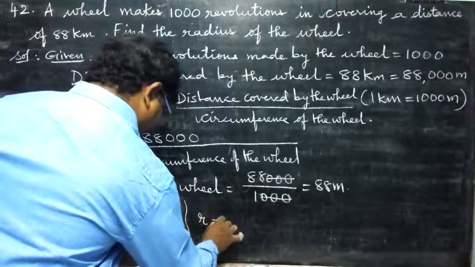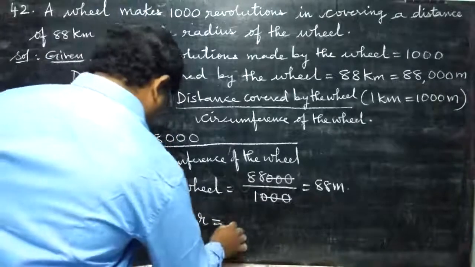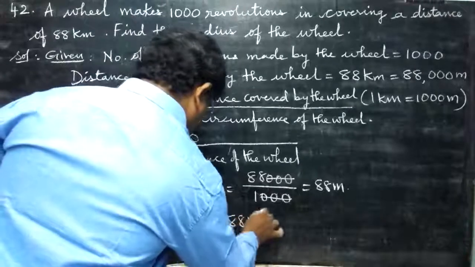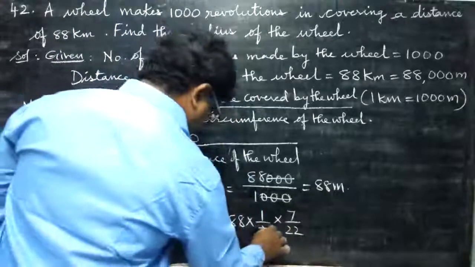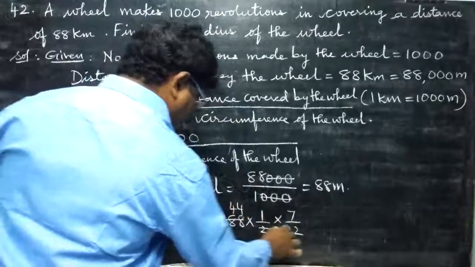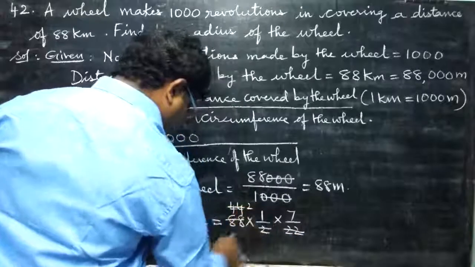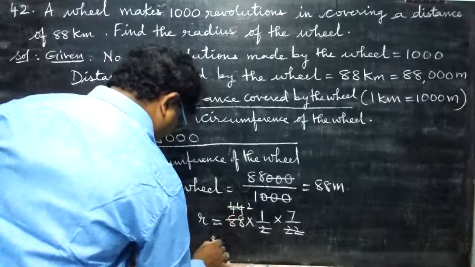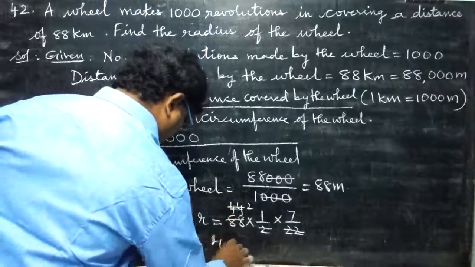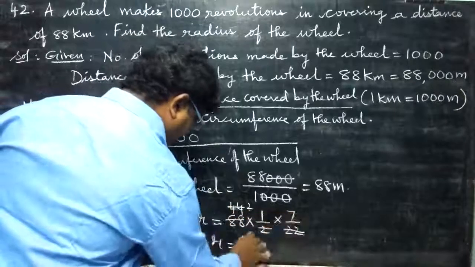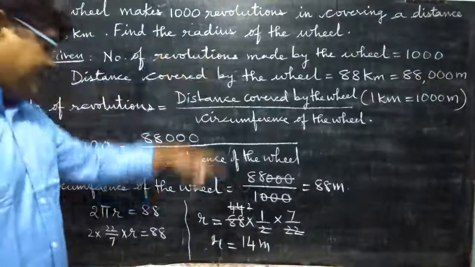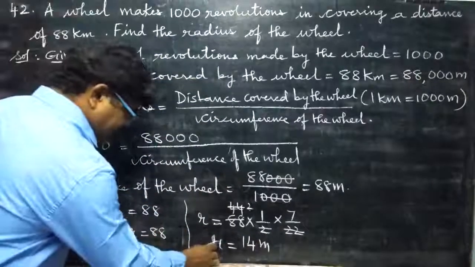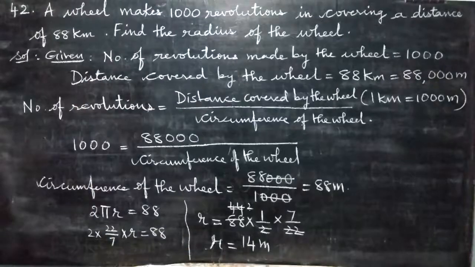r is equal to 88 into 1 by 2 into 7 by 22. 2 goes 44 times. 22 goes 2 times. So r is equal to 2 sevens are 14. 14 meters. They told us to find the radius of the wheel. Therefore, the radius of the wheel is equal to 14 meters. Write that one clearly. This is the way of finding the radius.